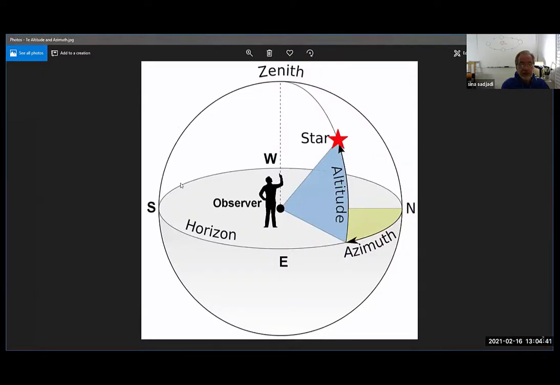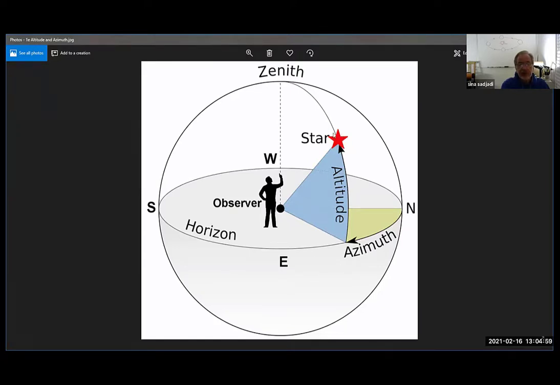Now, here's your horizon. Here is the zenith on your horizon. So top of your head is the zenith. This guy is pointing at the zenith. And this is the southern sky. Everything south of this is the southern sky. We'll get to that in a second.